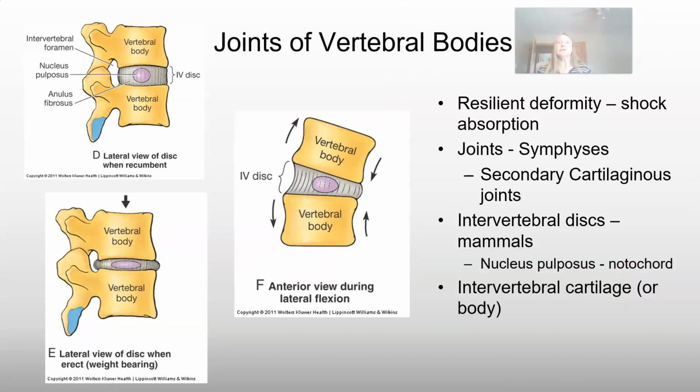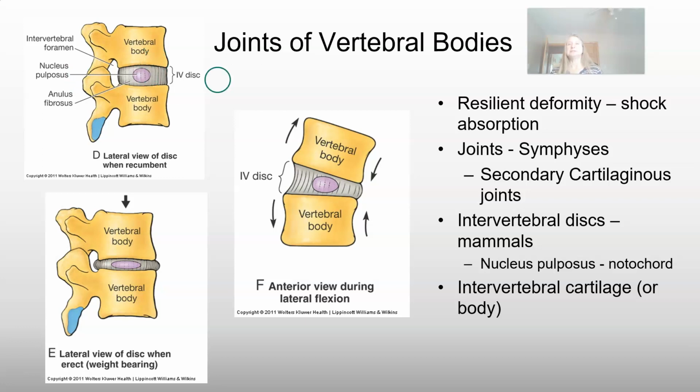Okay, so I just wanted to go back and think about our joints of the vertebral bodies first here. So here we have our centrums, or vertebral bodies. We have the nucleus pulposus. So remember that this nucleus pulposus is a remnant of the notochord. Hopefully you've got that in your head by now. So basically these discs are really important for shock absorption, okay?